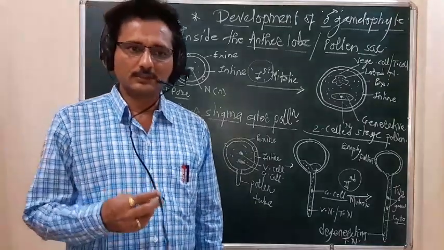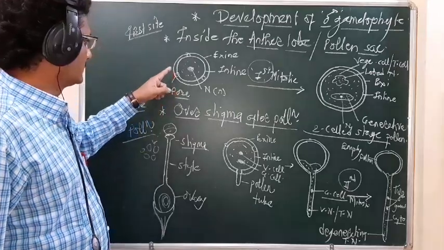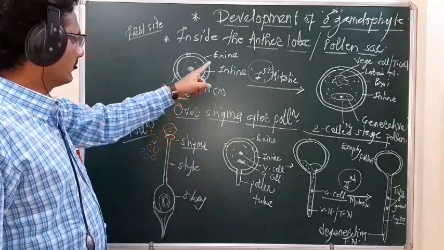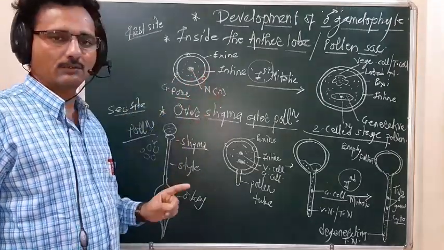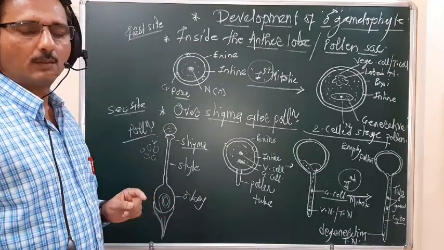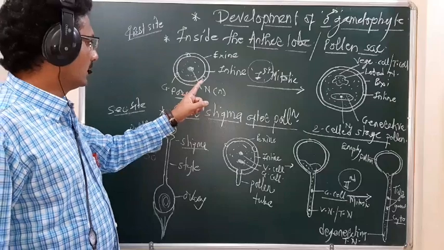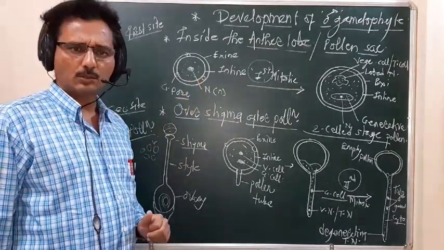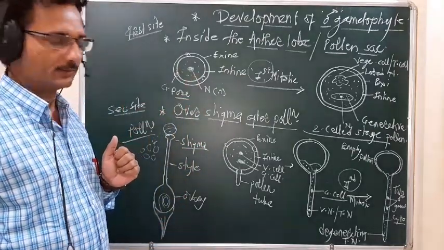So see student, this figure is the structure of the pollen grain. The pollen grain has the exine and intine. These are the two protective coverings of the pollen grain. The exine is not continuous, student. It is interrupted by minute pore-like openings. And the intine is continuous.